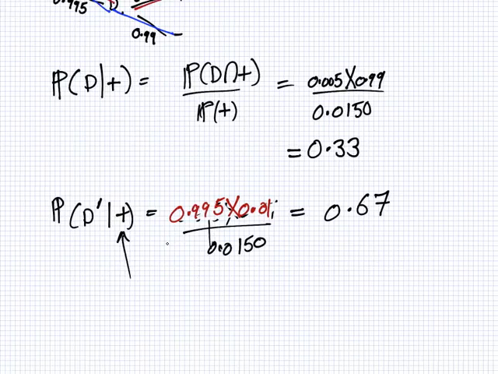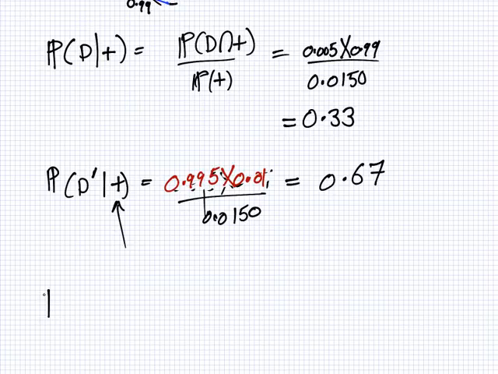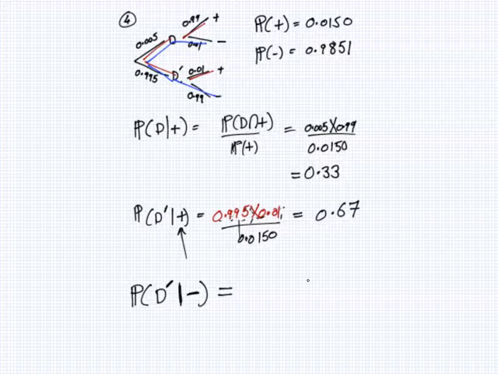Yeah. Let's have a look at the other one. What is the probability that the person does not use drugs, given that their test result was negative? Can you calculate that? Yeah. You want to know, they got a negative test result, what's the probability that they don't actually use drugs? So, can you calculate that, please?